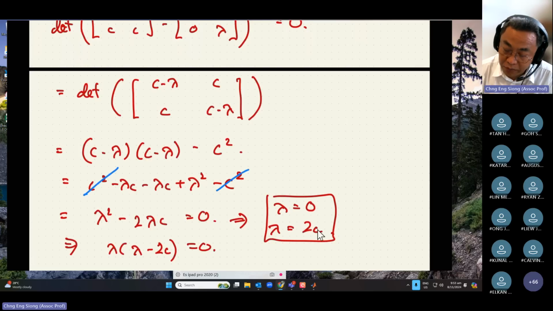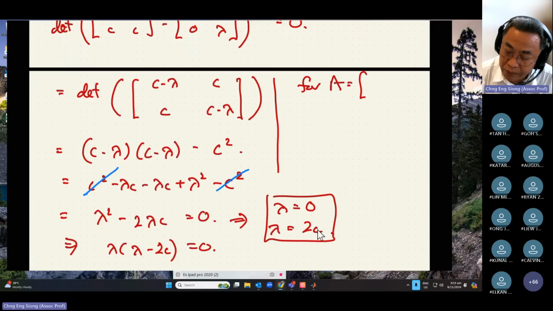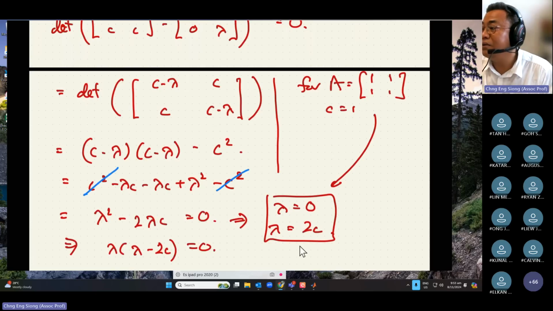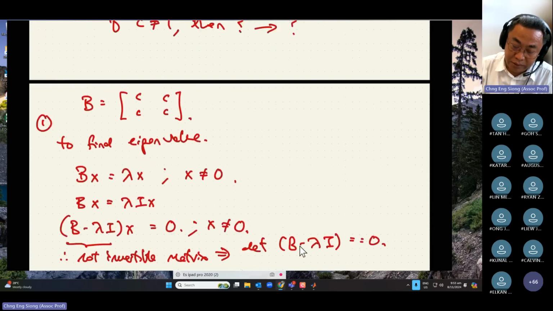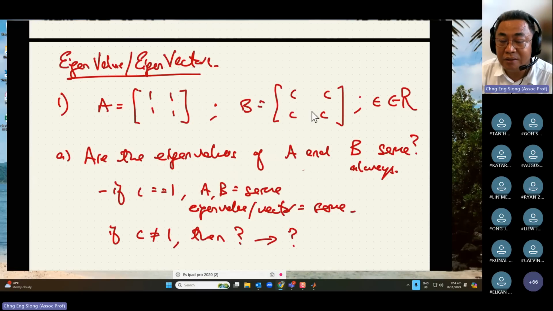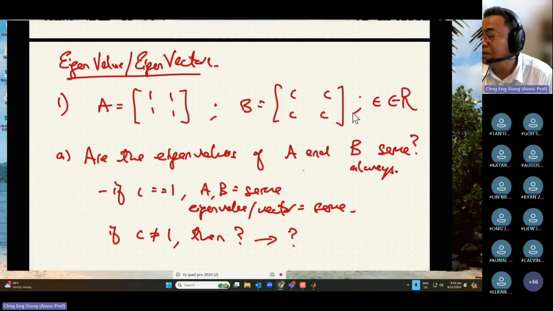So for A, 1, 1, 1, 1, C is equal to 1. Therefore, without calculating the eigenvalues of A, I already know that the eigenvalues of A are 0 and 2. Can you see now? If you had started with A and then had to do B, then you are wasting time. You just do B first, and then you can substitute C. Clear? So this is a trick.